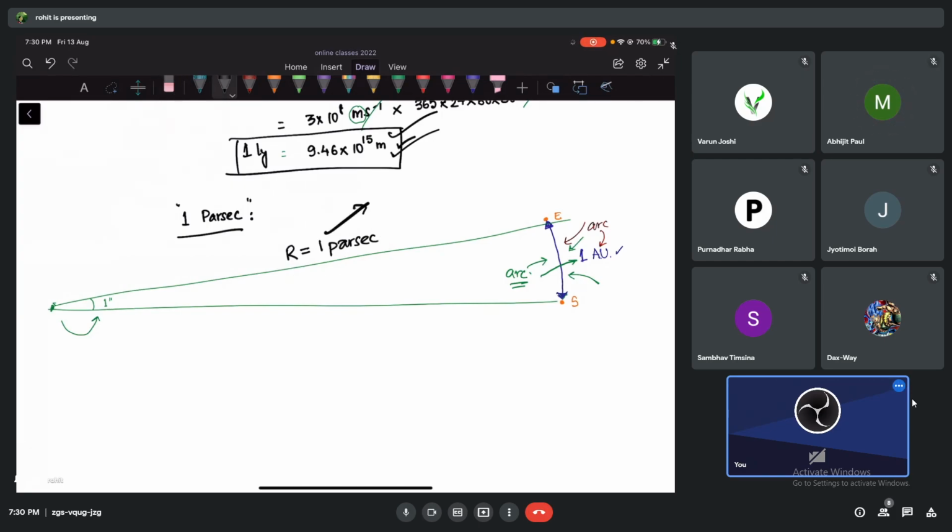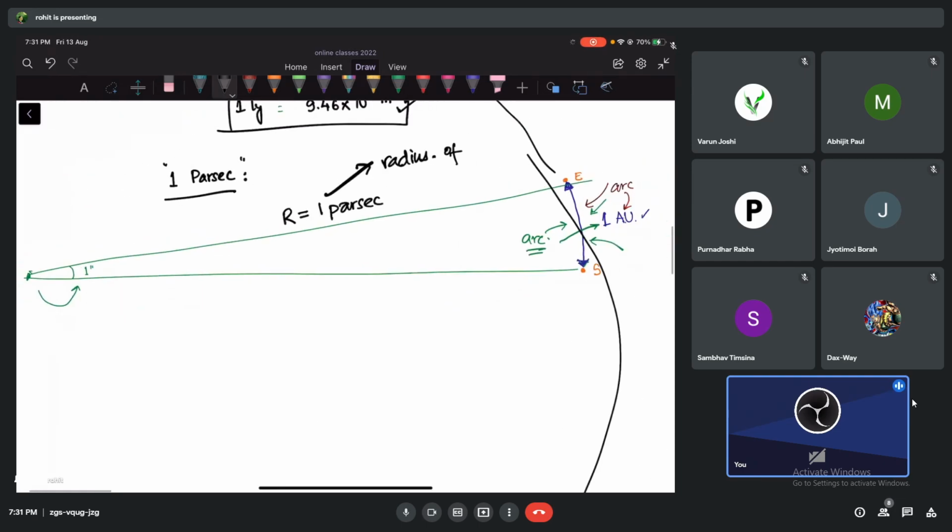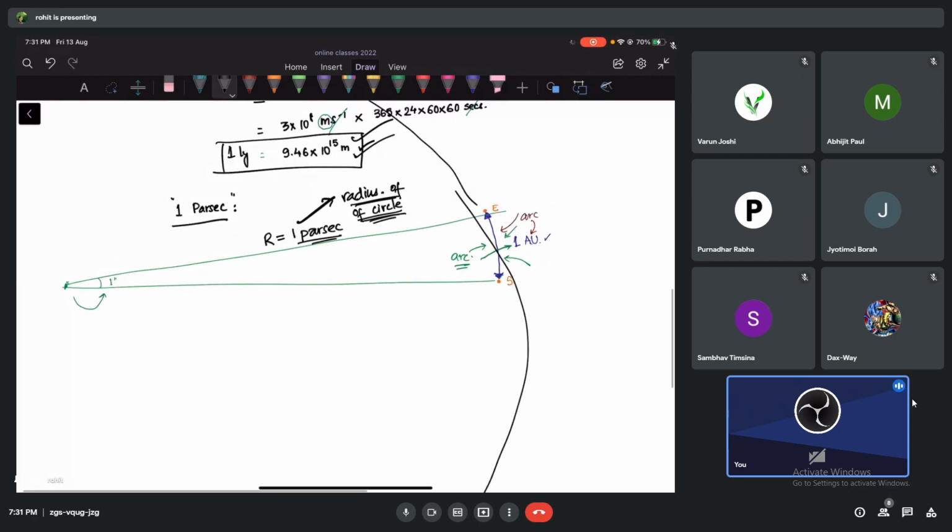Do you agree or not? It is the radius. It is the radius of what? It is a circle. By the way, I'm not drawing the whole circle here, but radius means a circle only, no? So it is the radius of what? Radius of a circle. 1 parsec is known as the radius of the circle, where the arc of the circle of length 1 AU subtends an angle of how many degrees?